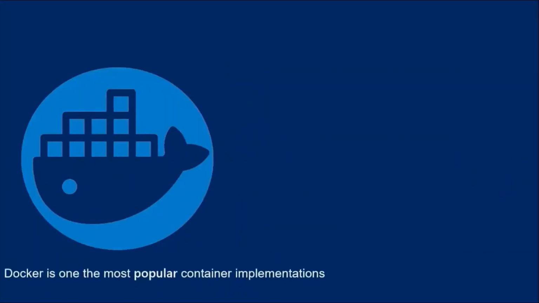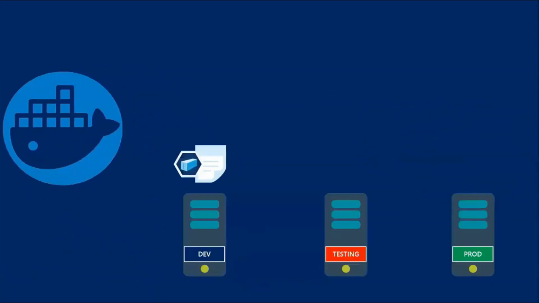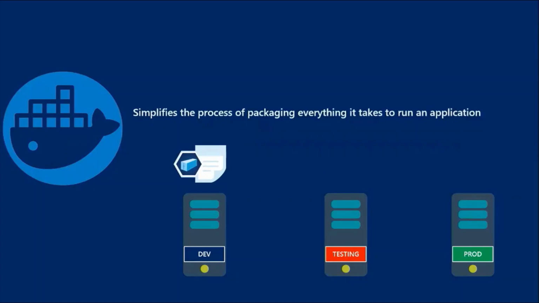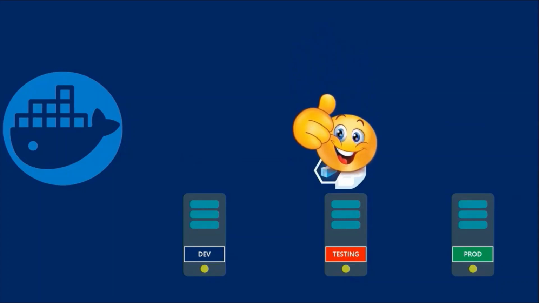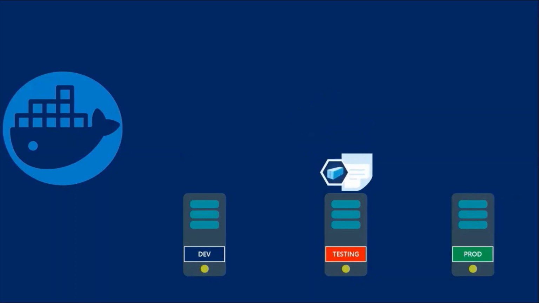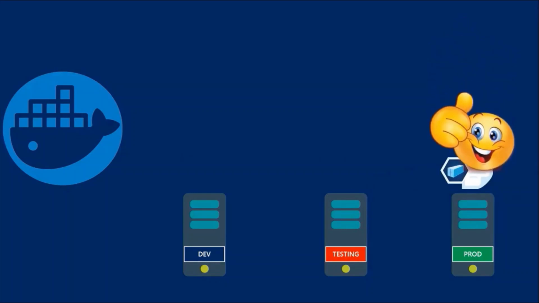So Docker is one of the most popular container implementations where we deliver software in containers, which simplifies the process of packaging everything it takes to run an application. From dev to testing to production, no conflict will arise because everything my app needs will be in a single Docker file, which we will explore later on. And that file can be version controlled, shared between different teams and moved around between different environments. So it works exactly as expected.